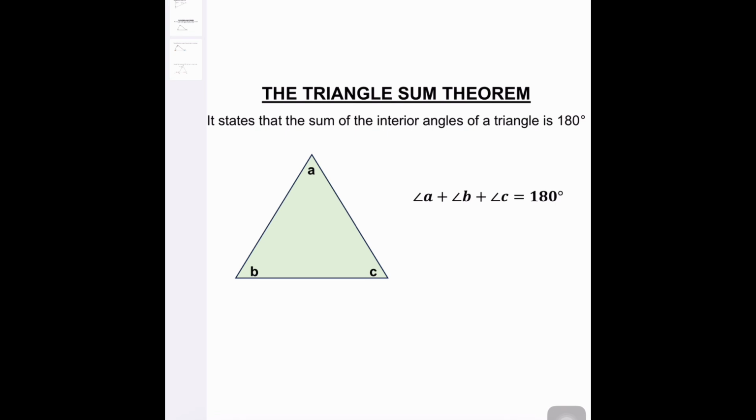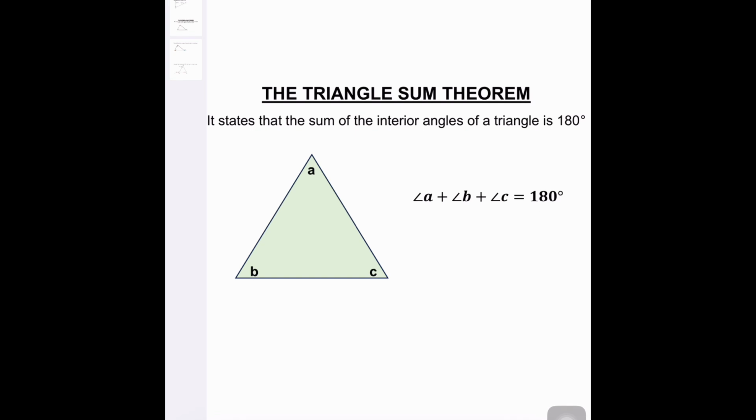In this video, you'll be learning about the Triangle Sum Theorem. The Triangle Sum Theorem states that the sum of the interior angles of a triangle is equal to 180 degrees. If you notice the diagram below, there's a triangle here and the interior angles are labeled angle A, B, and C. The concept of the theorem states that if you add all the interior angles of one triangle, the sum will be 180 degrees.